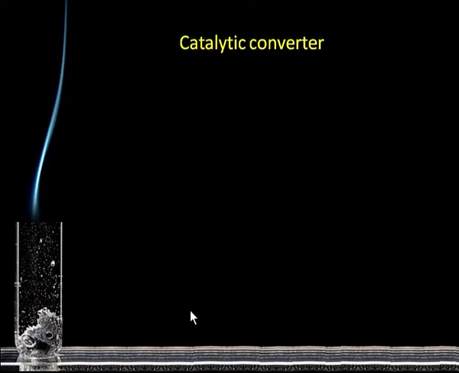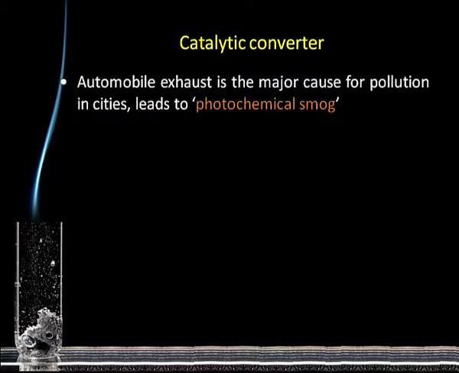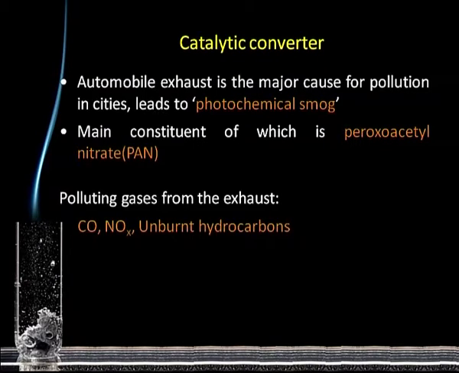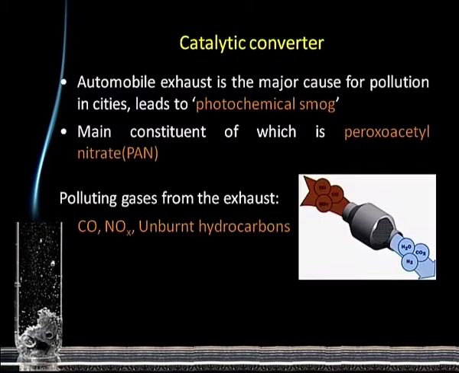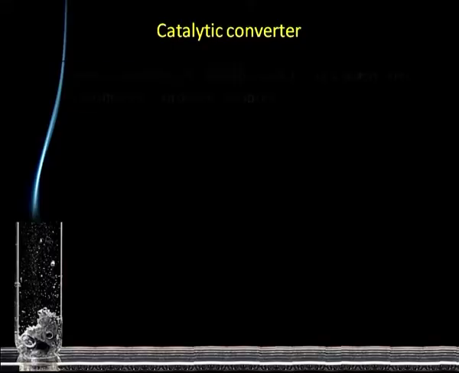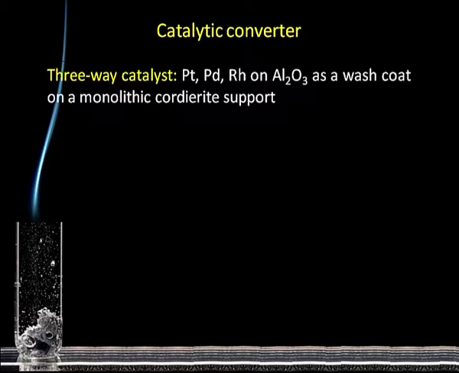And the most important example is the catalytic converter. We come across it in day-to-day life. Automobile pollution has been overcome to a great extent by the use of the catalytic converter, because the automobile exhaust contains polluting gases like carbon monoxide, oxides of nitrogen, and unburnt hydrocarbons. How to get rid of them? Use a catalytic converter. What does it do? It brings about three reactions. That's why it is called a three-way catalyst.